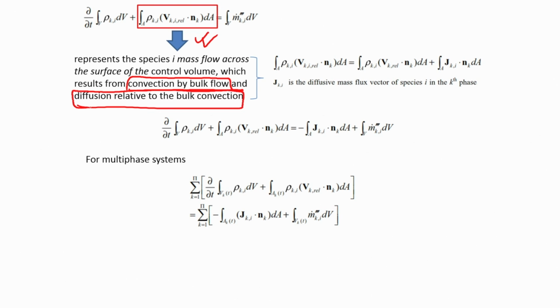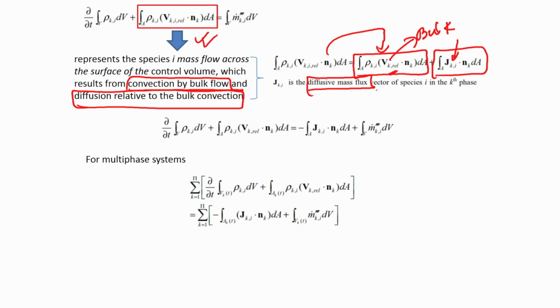So, species i moves across the control surface, that may be due to the velocity that it carries by itself. It could also be because of the diffusion on top of that bulk convection. If you write this expression, you will find there is a component which is V_k relative, that is the relative velocity of the kth phase. This is the bulk. And there is another component which is given by J. J is basically the diffusive mass flux vector of species i in the kth phase.